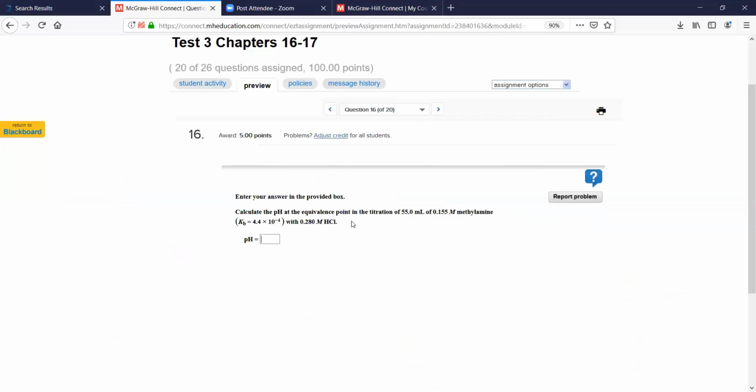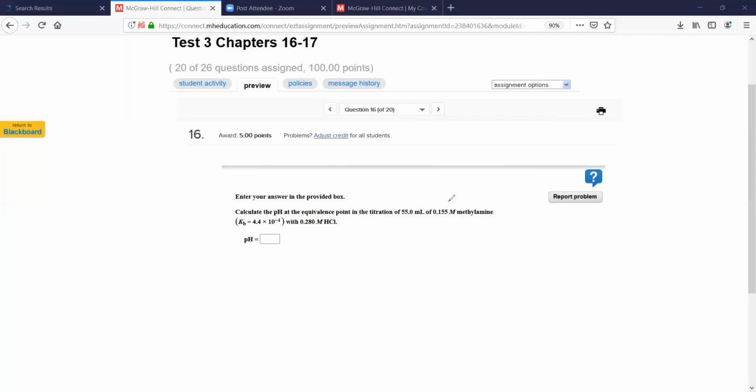All right, so calculate the pH at the equivalence point of the titration of 55 milliliters of 0.15 molar methylamine with its Kb and 0.280 molar HCl. So yeah, this one's so much easier. So I have methylamine and HCl. At the equivalence point, I have equal moles of HCl and methylamine, or millimoles.